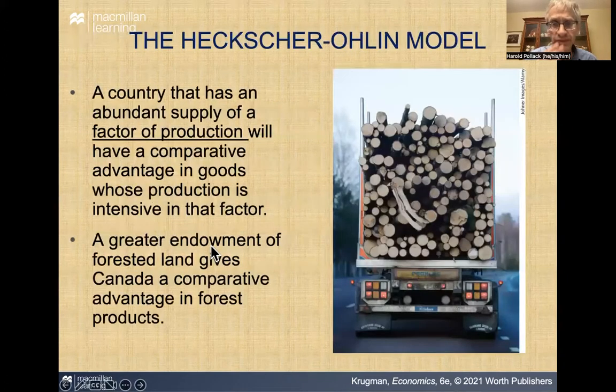Okay. There's something called the Heckscher-Ohlin model, which basically says that a country that has an abundant supply of a particular factor of production will tend to have a comparative advantage in goods whose production is intensive in that factor. So if you're making a good that really requires a lot of wood, Canada has a big comparative advantage in forest production. If you're producing a good that's very labor intensive, a country with a low labor cost might be the place where that is produced.